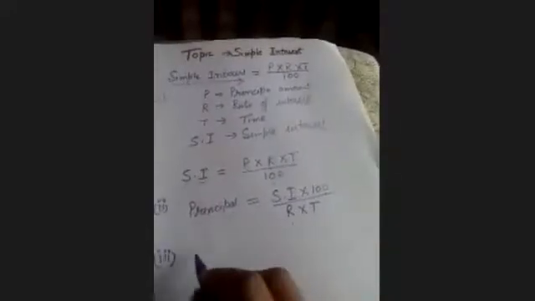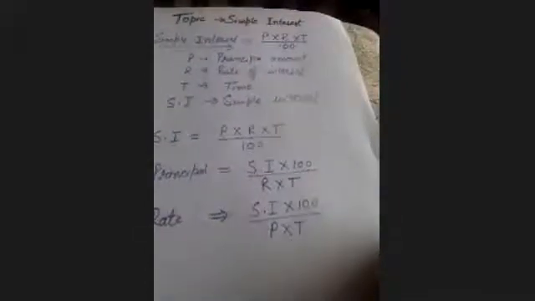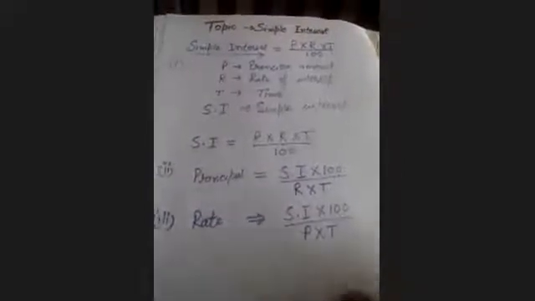Next is the third step. Now we want to find rate of interest. Now you have to find the rate. Students, simple interest multiply by 100. Now rate of interest you have to find. Now divide by principal amount and time, P into T. Clear students?